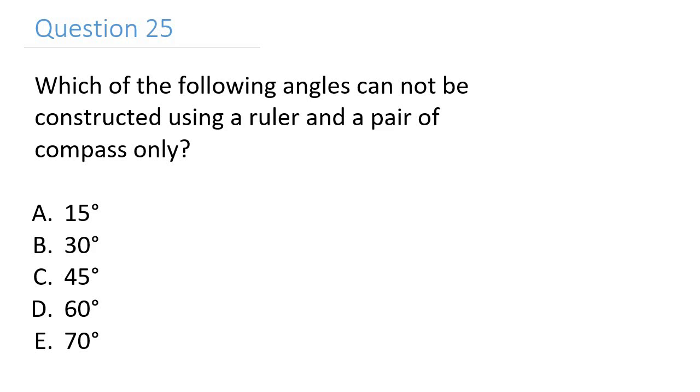Question 25. Which of the following angles cannot be constructed using a ruler and a pair of compass only? The answer is E.